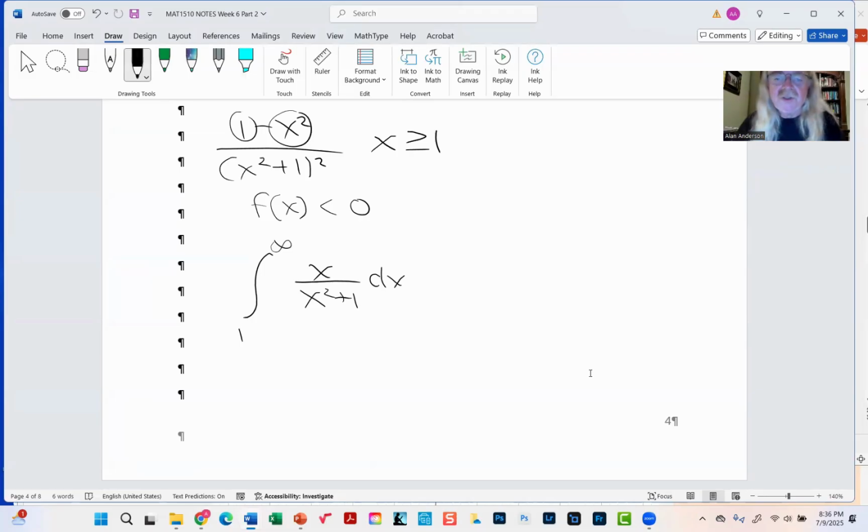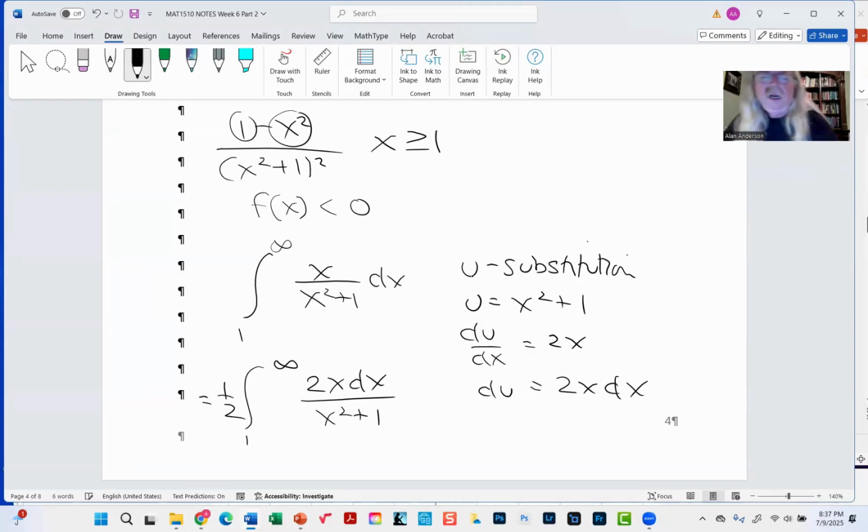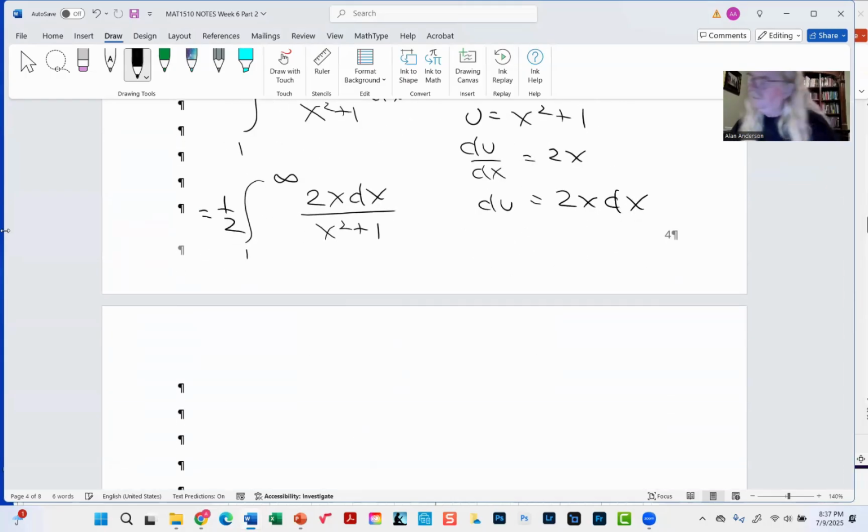Of course, we can use substitution here. Let u be x squared plus 1. Then du/dx is 2x, and then du is 2x dx. We don't have the 2, but we can supply it. So then we have 1/2 the integral of du over u.